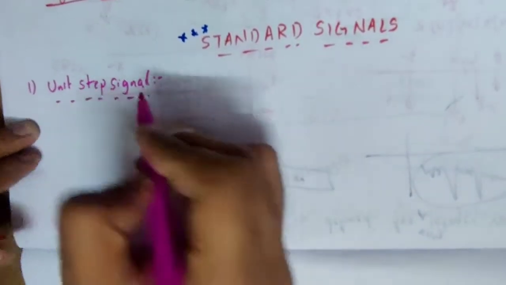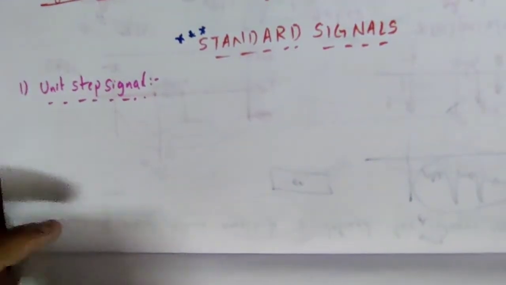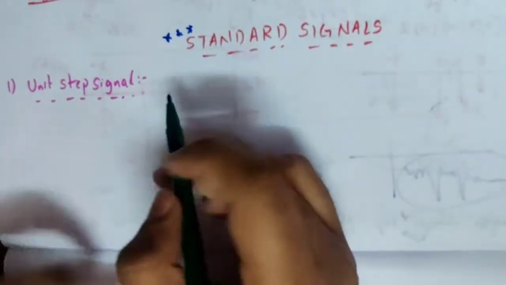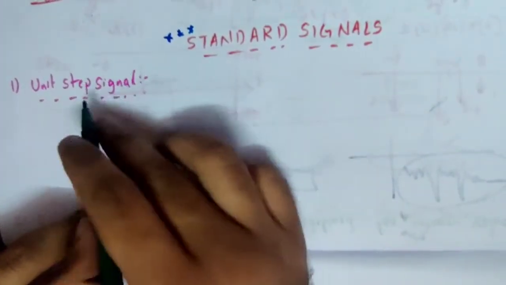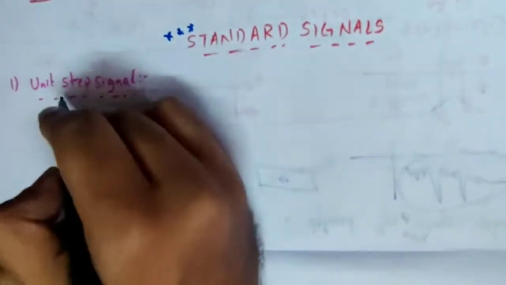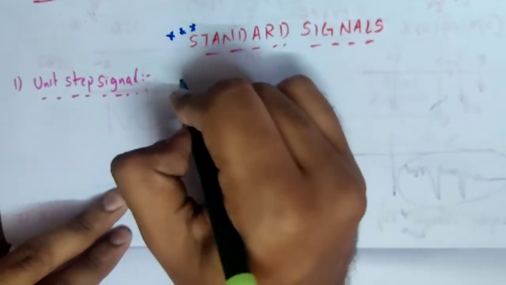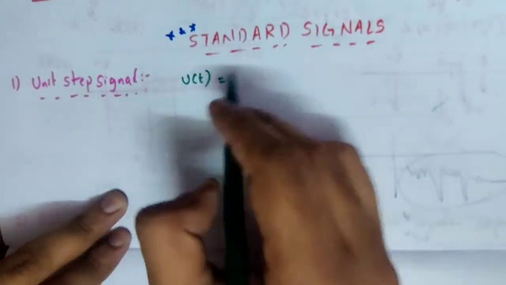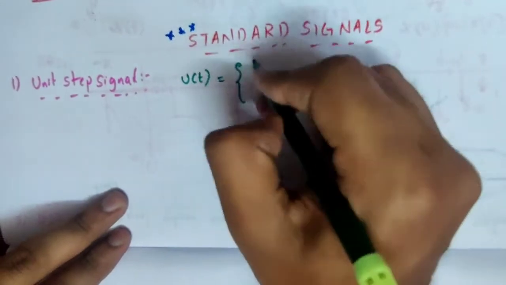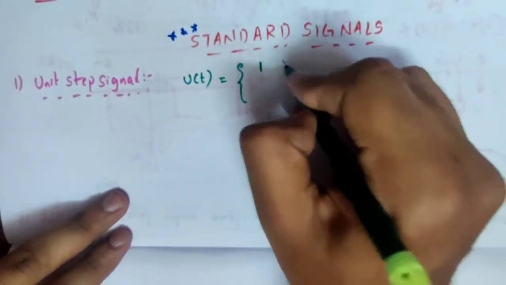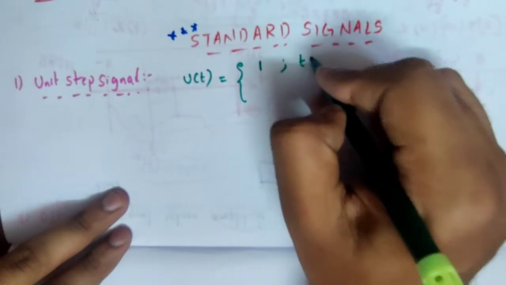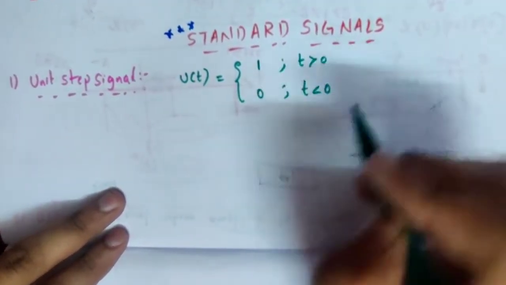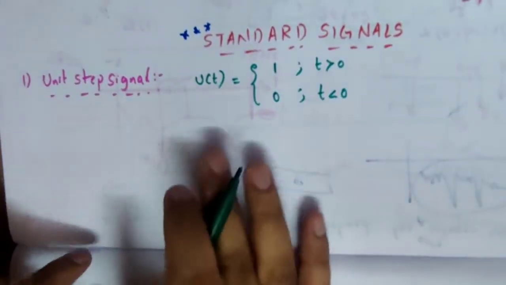Let us see the definition of this signal, how it is drawn, and what its mathematical form is. The unit step signal is indicated as u of t. This is the mathematical form, and its definition is: u of t is equal to 1 for t greater than 0, and 0 for t less than 0. Simply, this is known as the unit step signal.